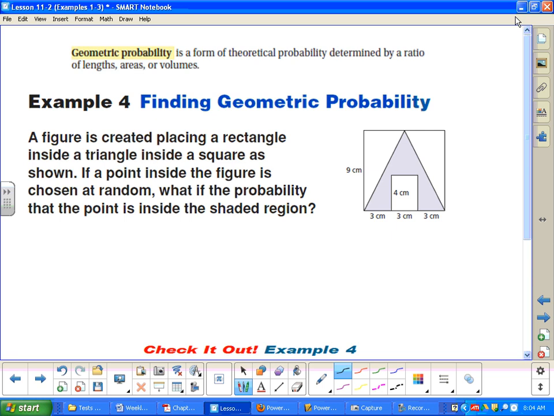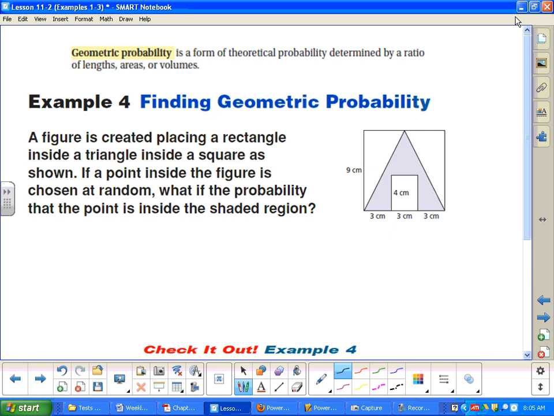So along with all this probability, we also have geometric probability, which means that we're going to be working with shapes and find the probability of something happening using shapes, using ratios, lengths, areas, and volumes. So here we have a figure. We have a square that has a triangle inside it and then a rectangle inside that triangle.